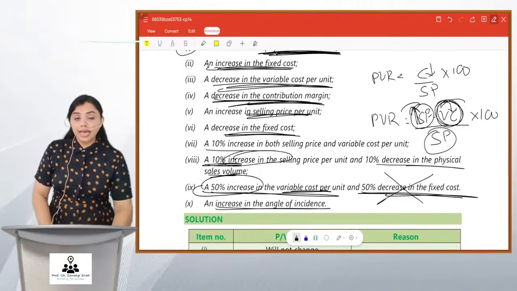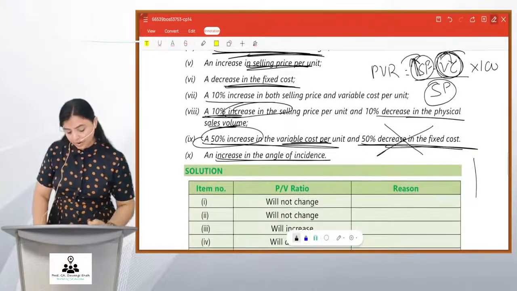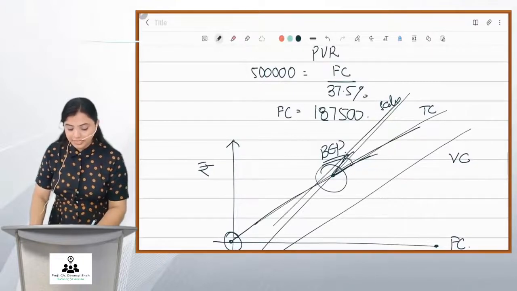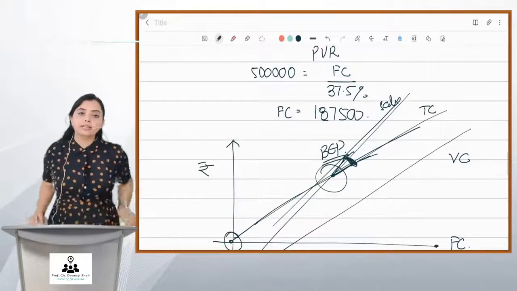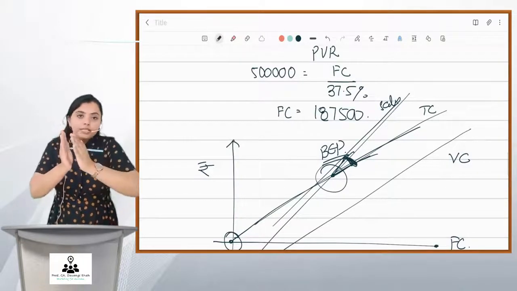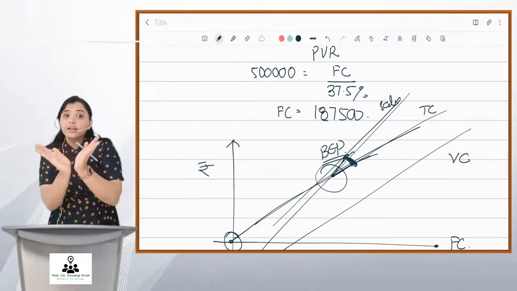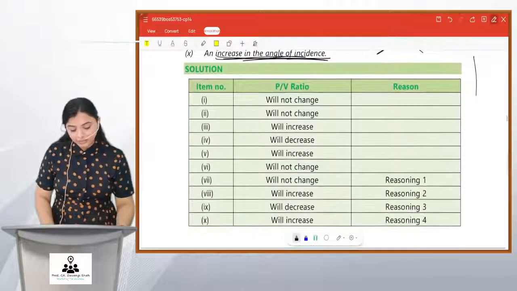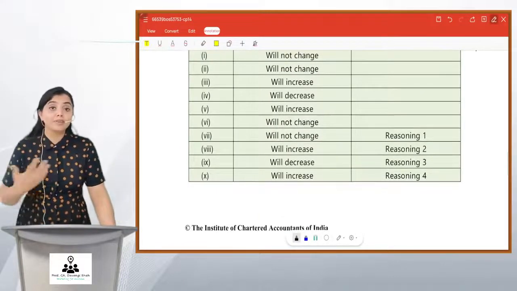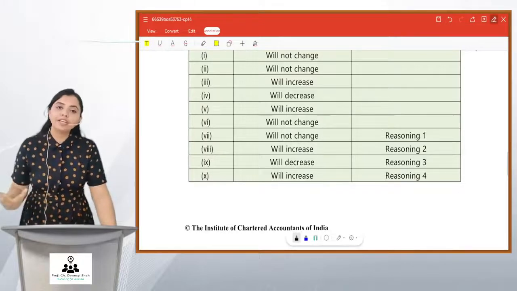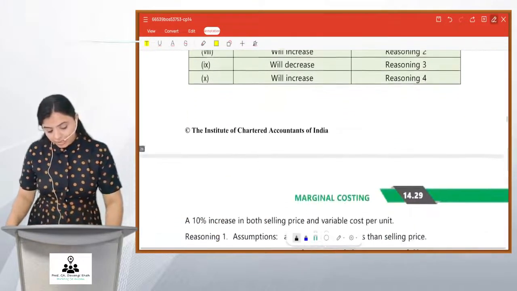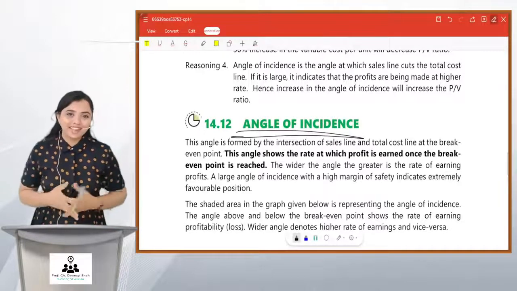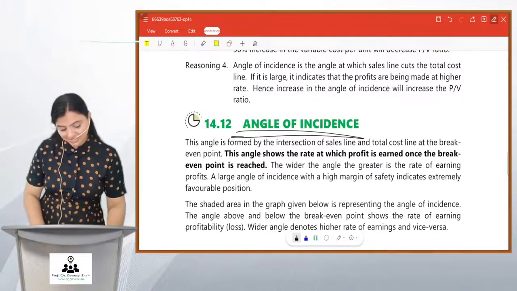Increase in angle of incidence. What is this angle of incidence? First of all, I just told you about the graph, right? So friends, this is BEP, where your sales and total cost meet. And friends, the angle formed by sales and total cost line is called angle of incidence. The smaller the angle of incidence, the lesser the profit. The bigger the angle of incidence, higher the profit. So what they are asking, increase in angle of incidence. If there is increase in angle of incidence, your profits will be higher. That is, PV ratio will increase. Fixed cost will not change. PV ratio will increase. I hope you have understood this. You can read this. Before actually teaching you what is angle of incidence, please read this on your own. You will understand.